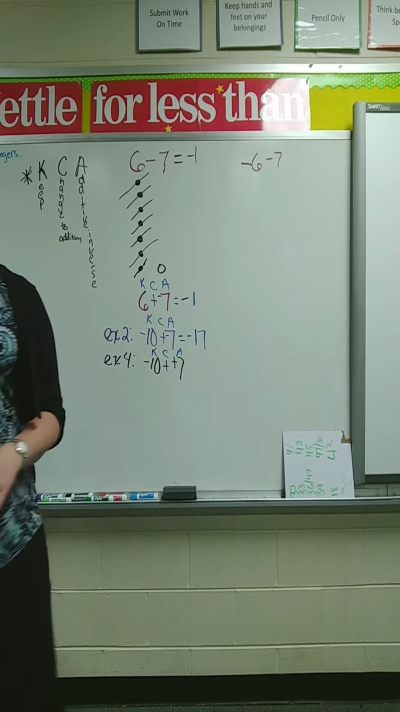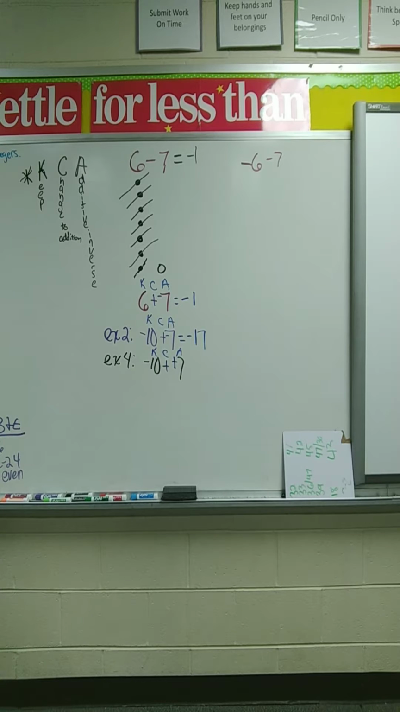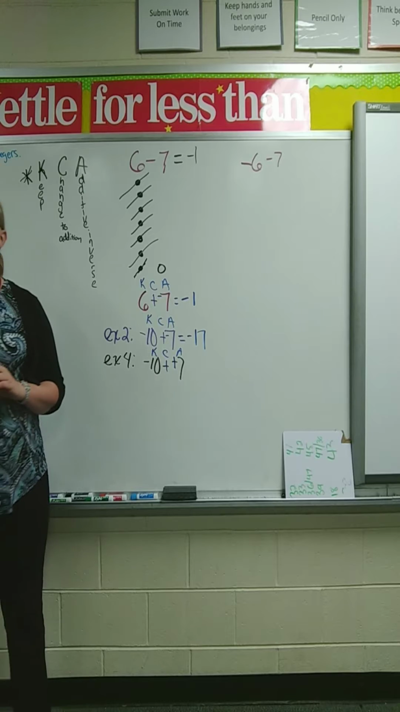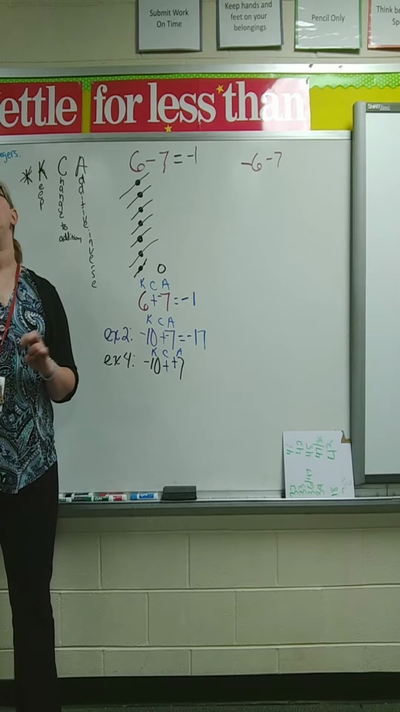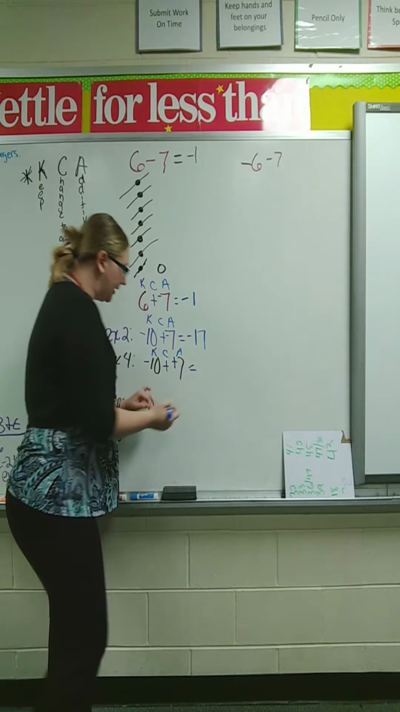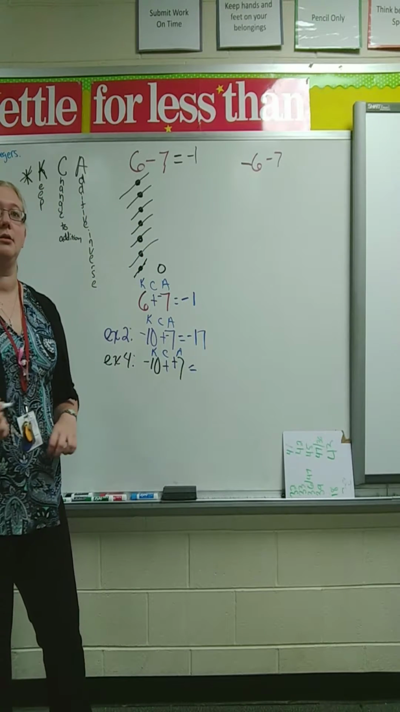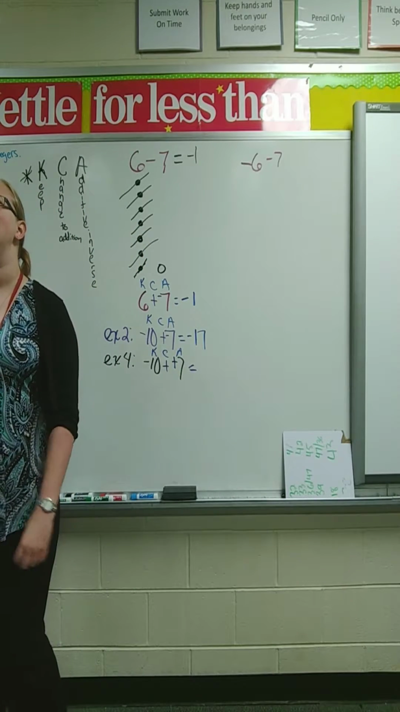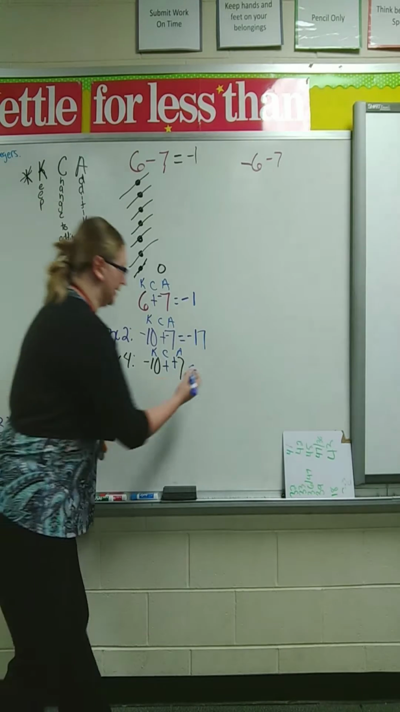If I'm adding and my signs are different, what do I need to do? Subtract, and keep what? The negative. Keep the sign of the greater absolute value. Okay? So, what is 10 minus 7? What is 10 minus 7? 3.